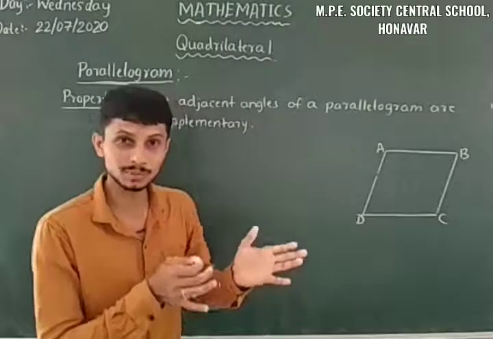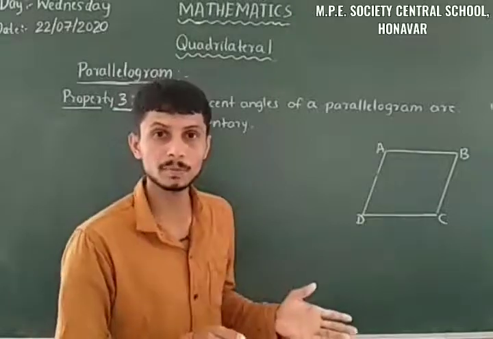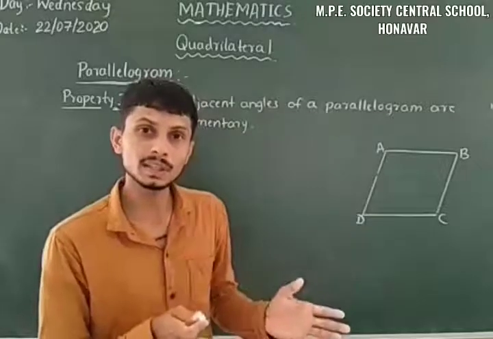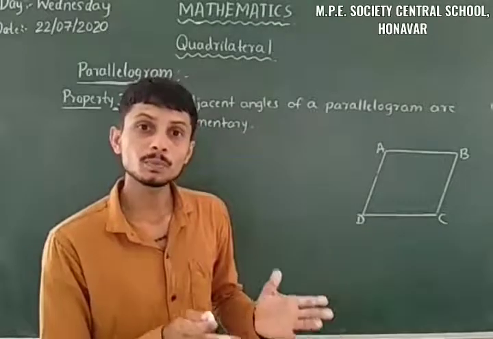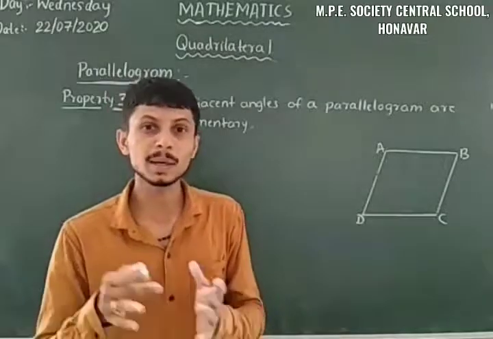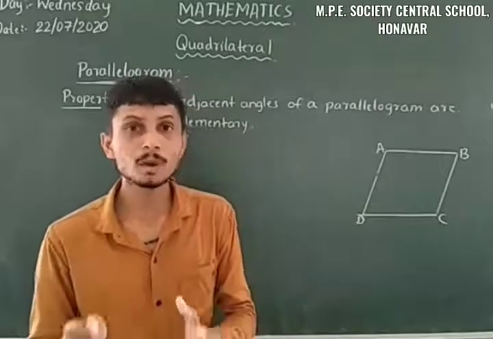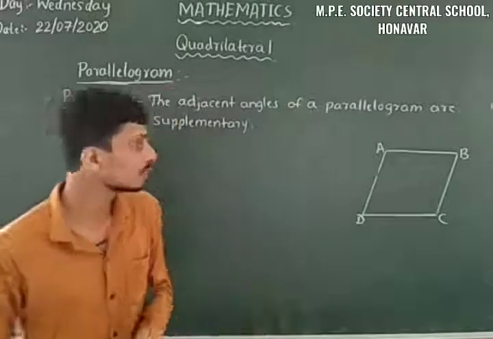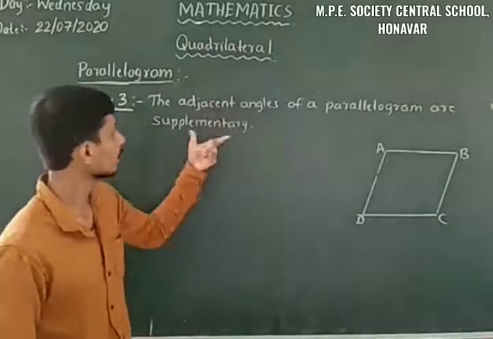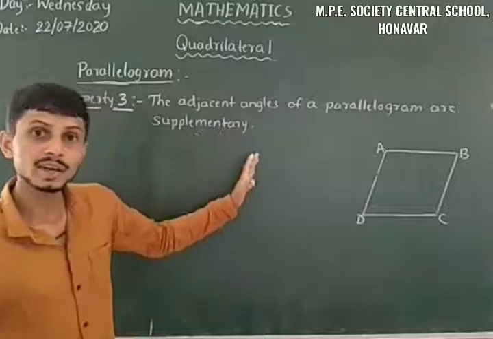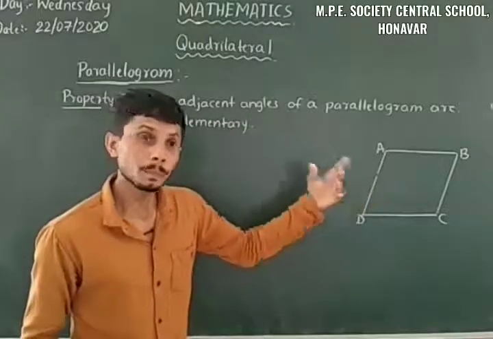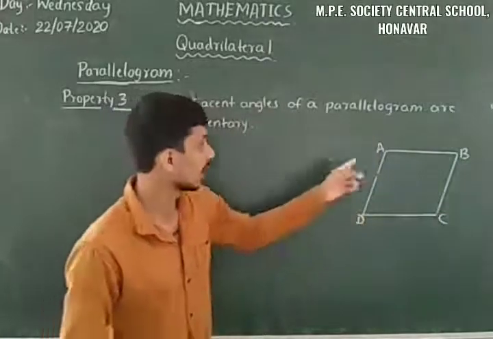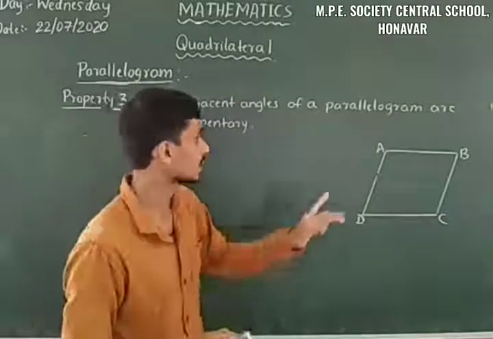Here there are two terms, complementary and supplementary. What is the complement of an angle and what is the supplement of an angle? Complementary means the sum of two angles is 90 degrees. Supplementary means the sum of two angles is 180 degrees. So this is about complementary and supplementary. Here, the adjacent angles of a parallelogram are supplementary. There are two pairs of opposite angles, A and C and B and D, and four pairs of adjacent angles in the parallelogram.